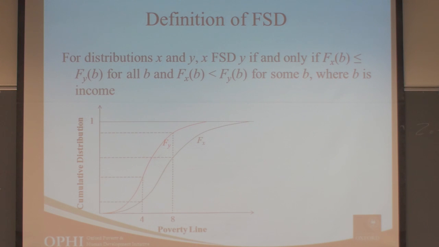Okay, so this is the definition of first order stochastic dominance. Please don't get scared by this notation. We are not going to bring it up again and again, but for those of you who are interested it could be useful. So for distributions x and y, x FSD y if and only if F_x(b) is less than or equal to F_y(b) for all b, and is strictly less for some b, where b is the income, which you denote on this particular axis.